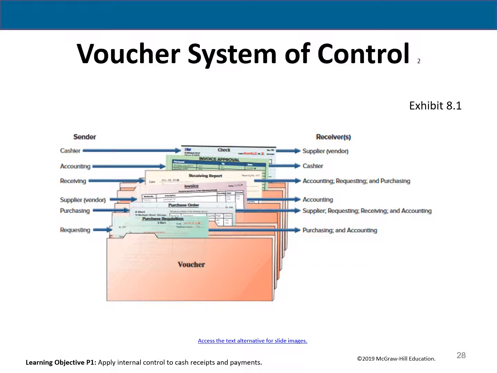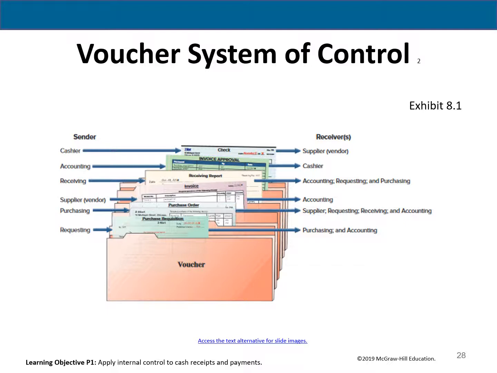And is that the same item? Then we're going to look at the receiving report to see how much we got. Compare that to the invoice amount. Oh, are they charging us for what we actually received? So all of these documents are very important in the process, and they're all being completed by separate people.